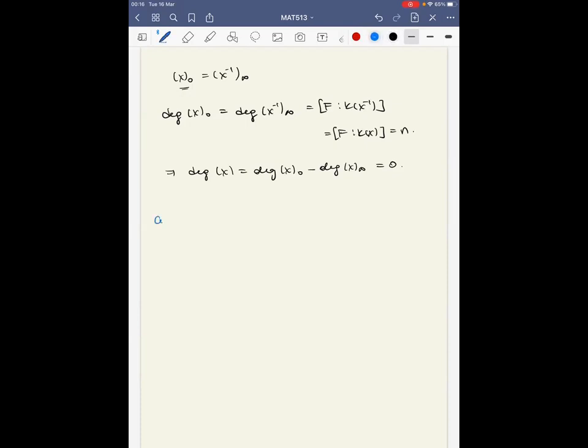And thanks to this theorem, first we can conclude that for two equivalent divisors A and A prime, they have not only the same dimension, but also they have the same degree.